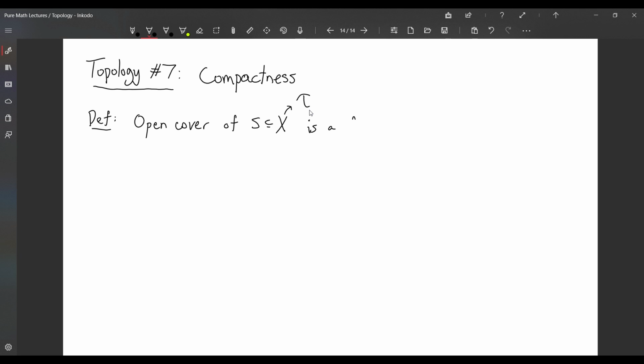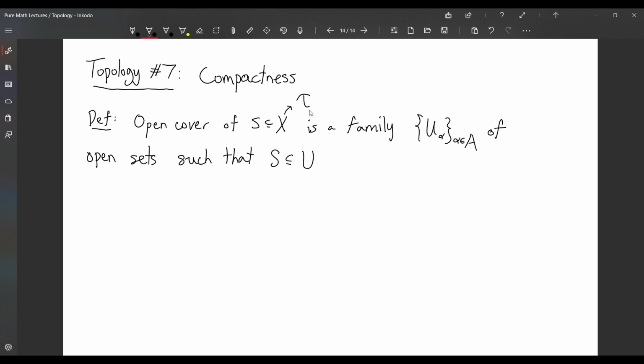is a family U sub alpha of open sets such that S is contained in the union of this family. Right.